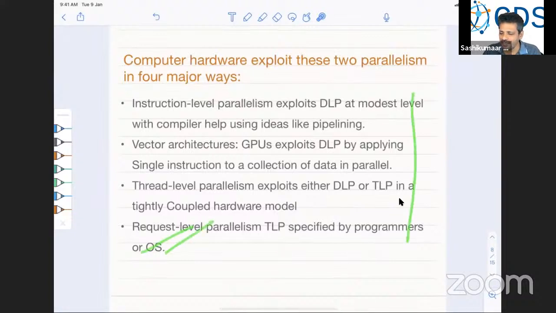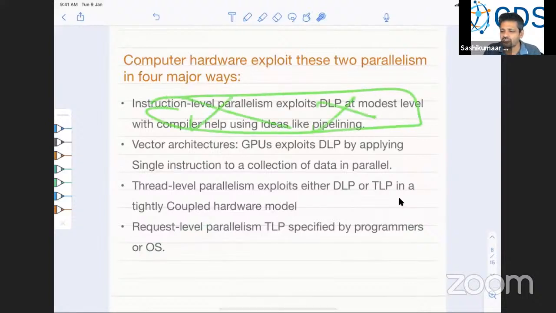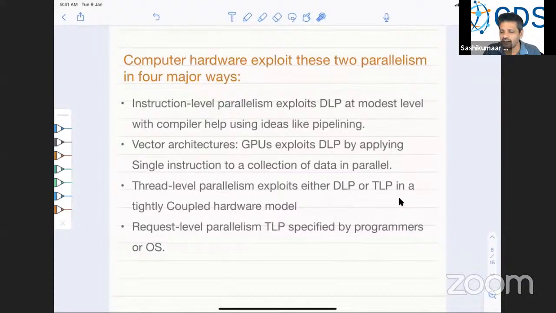So the difficulty level increases as you go from the top to the bottom. Here, as a programmer, you don't need to do anything. The compiler will take care of it. Here, of course, the programmer doesn't need to do anything in terms of the implementation, but they have to choose what needs to go to the GPUs, and splitting the data, manipulating here and there, they should be able to do.